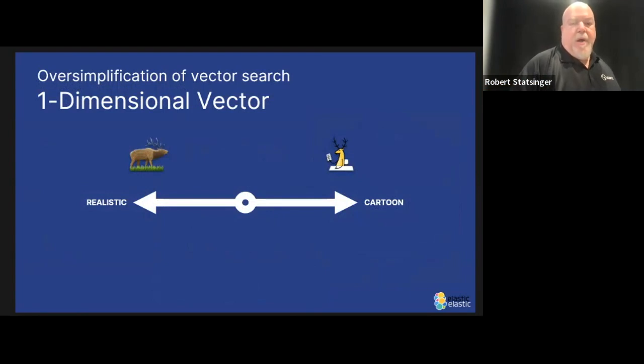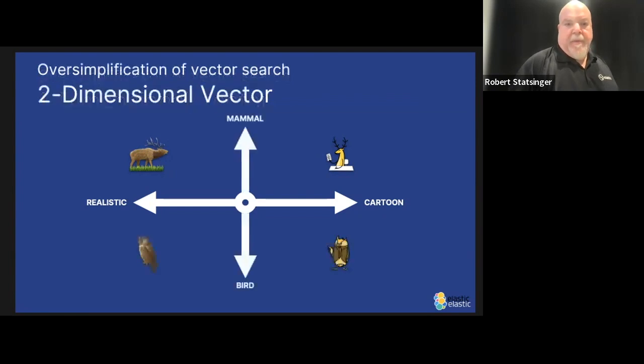And we could add a second dimension. We could say, let's also ascribe a value to an image based on whether it's mammal-like or bird-like, okay? So now we have two dimensions along which we can assign numbers to images. And images processed into the model will give us a score along these axes. So it's like a Cartesian graph, right?